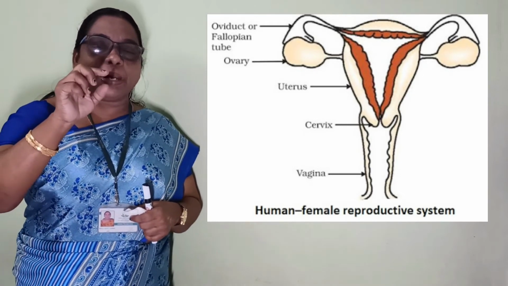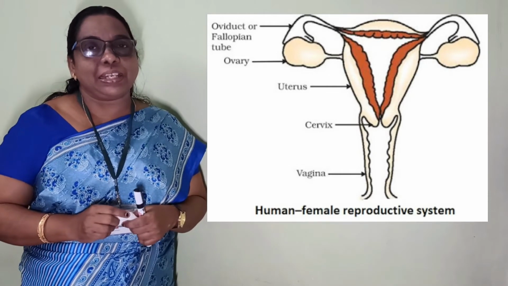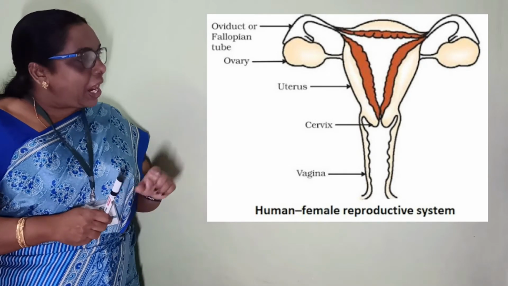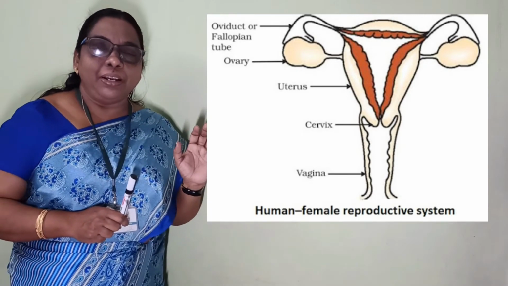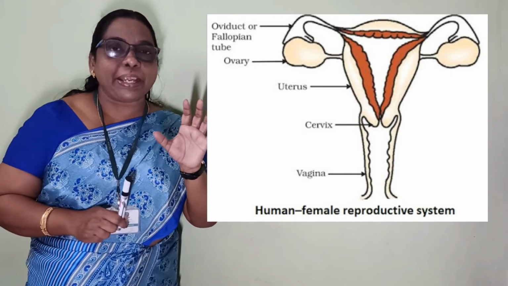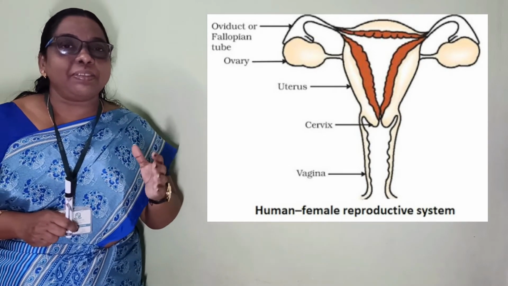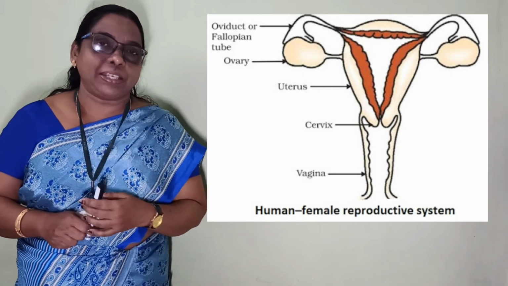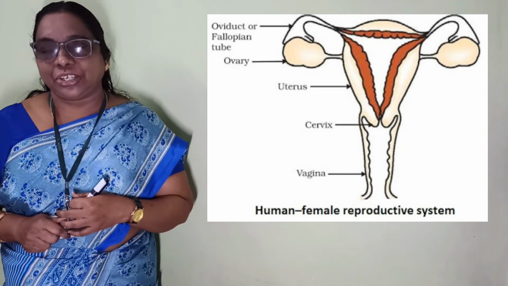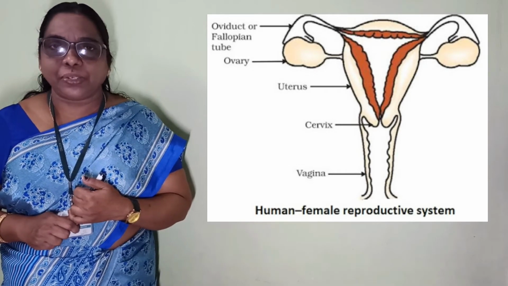Inside there is an opening that will be called a blastocyst, and finally this blastocyst develops like an embryo. Slowly this embryo reaches the wall of the uterus and gets attached to it. The attachment of the embryo to the wall of the uterus is called implantation. Okay, children, so that is about the female reproductive system.